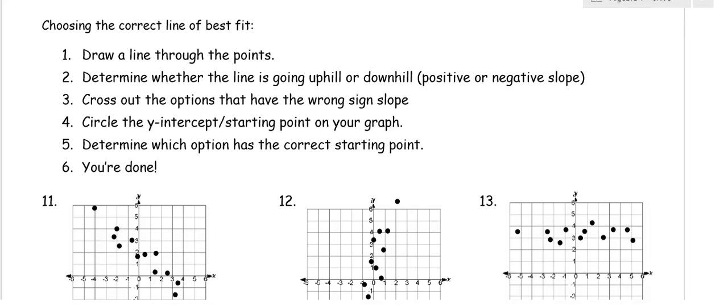Choosing the best fit line. So sometimes with the best fit line, when we have a data plot, we can create a line based on the data that's going to best represent it. So what we want to do is draw a line through the points. We want to determine whether the line is going uphill or downhill so we can figure out what type of slope it has, and then cross out options that have the wrong slope. Then we want to look at the y-intercept or starting point on the graph on the y-axis and determine which option is closest to the starting point we can see on the graph.